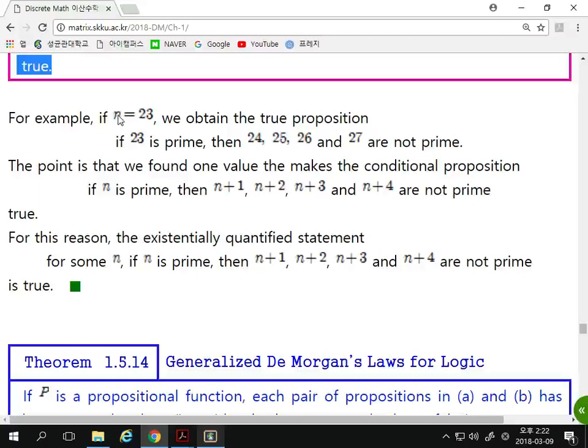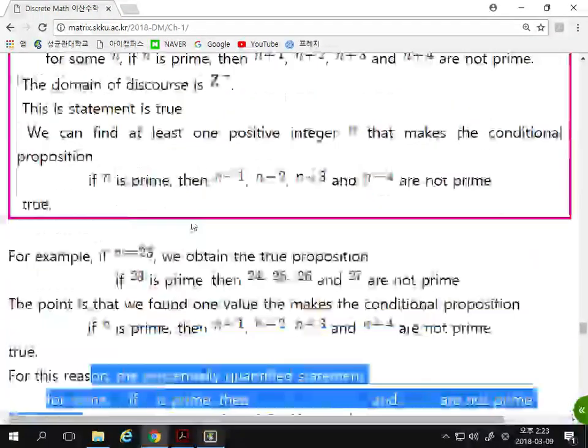For example, when n is the prime number 23, then we have 24, 25, 26, 27. If it's a prime number, then usually it is an odd number. When you add one, it goes to an even number, which is not a prime number except 2. You can easily check small numbers, and for very large numbers, there is no even prime number, so all prime numbers except 2 are odd. When you add 1, 2, 3, 4, some of those are easily not prime numbers. So that's another easy example.